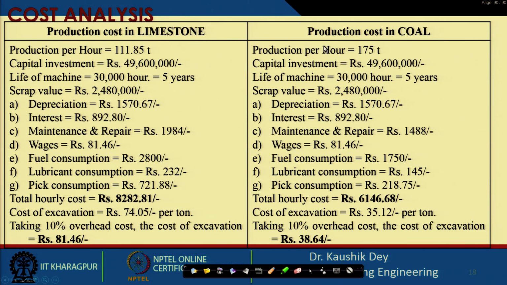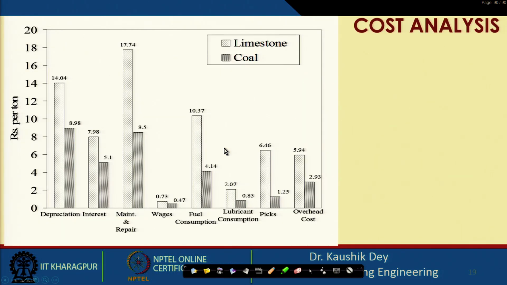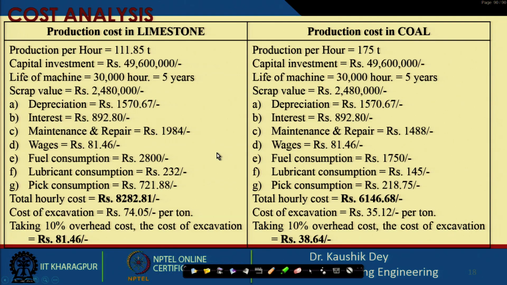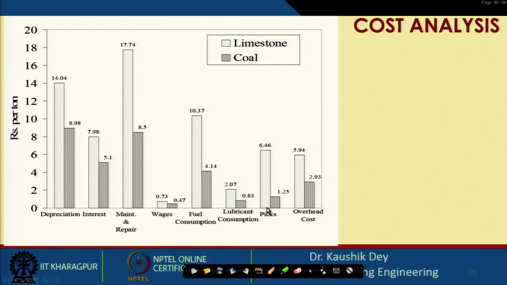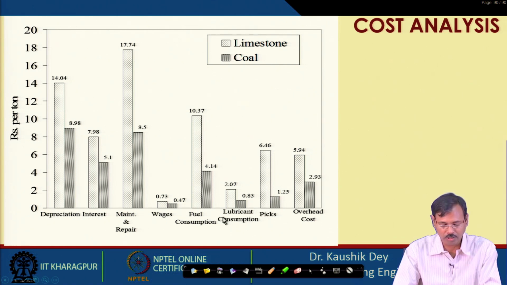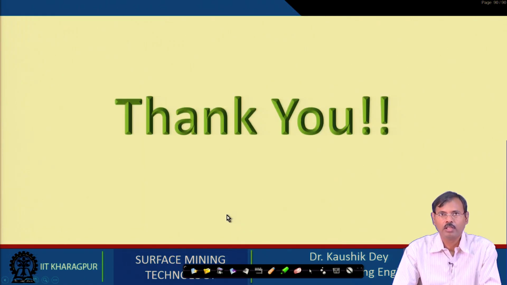This is for a limestone, comparison of the cost calculation for the limestone and coal, and these are the different components, and you can see the cost is coming around 74 rupees per ton. Here we multiplied it with the density to make it ton, and here it is 35 rupees per ton for the coal, and these are the different components, lubricant, peaks, all these are considered here. And I hope with this we are concluding with the excavation with surface miner.